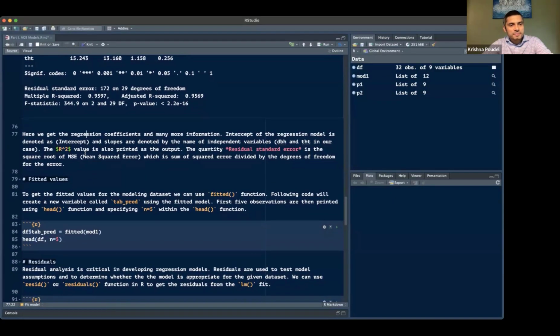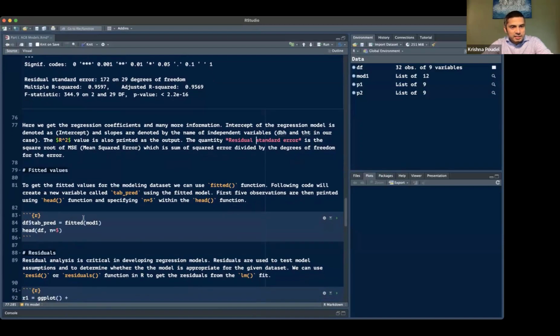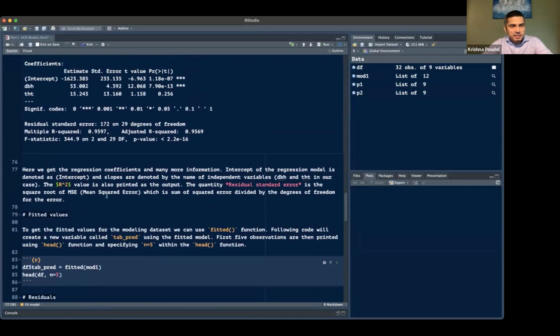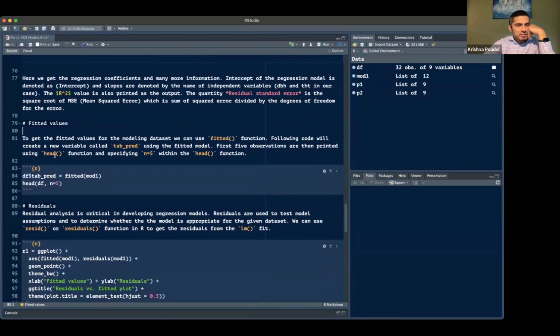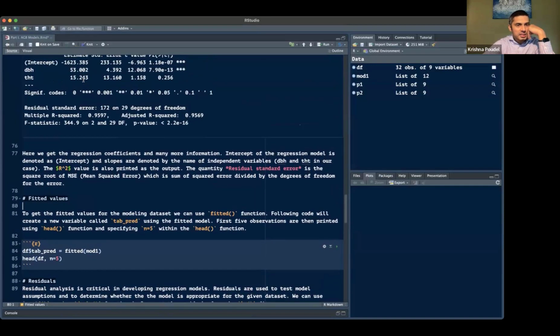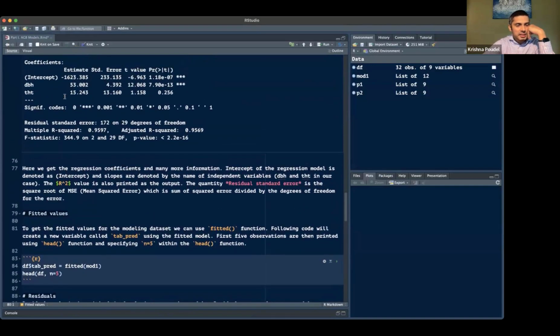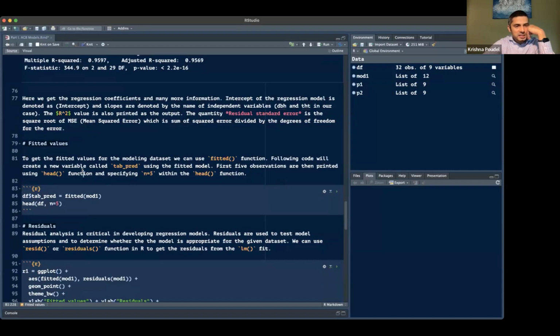we also want to look at the residual plots. We'll look into that later, but here, other than the R square, this is the residual standard error, that's the root mean square error, or square root of the mean square error, which is sum of squared error divided by the degrees of freedom for error. And fitted values. So fitted values is if we apply the coefficients that we obtained here to our data set, what will be the predicted values? Predicted values for the model fitting data are called fitted values.